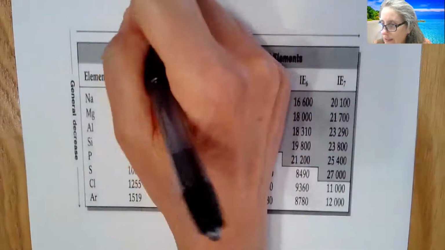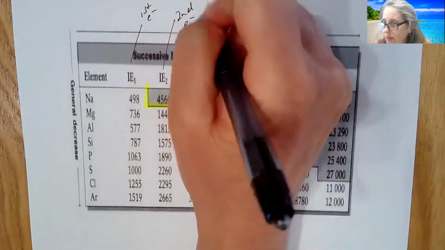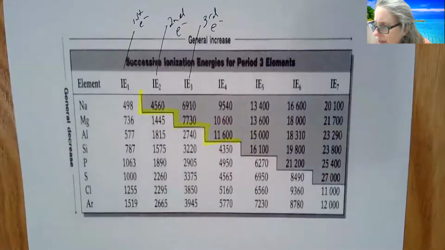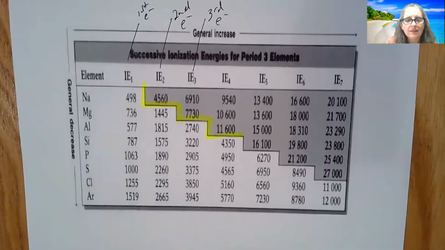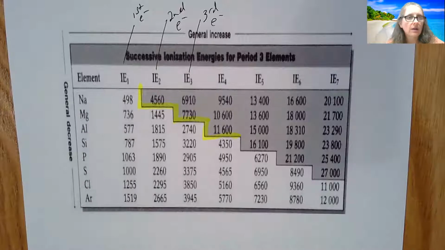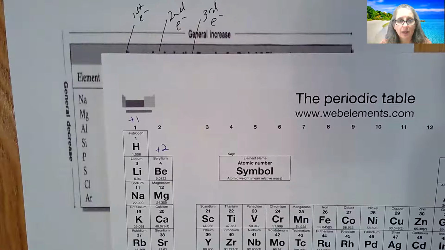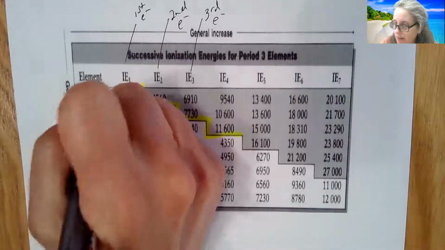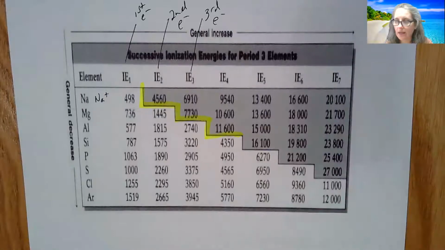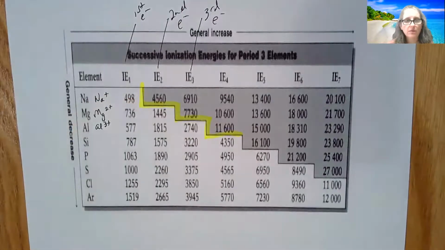IE1 is the first electron to come off, IE2 is the second electron to come off, and this is the third. All of this is energy, and this happens to be, I think, in kilojoules. It doesn't really matter what unit it happens to be in. If I think of where things are on the periodic table, sodium is in that first column. It's going to be a +1 ion when it becomes an ion. The next door neighbor is magnesium, which is going to be a +2. And then aluminum is going to be a +3.